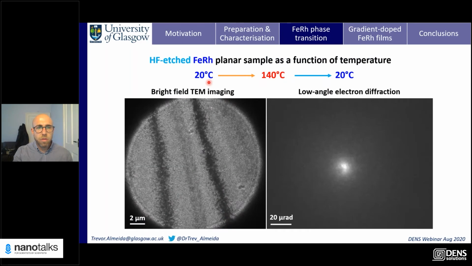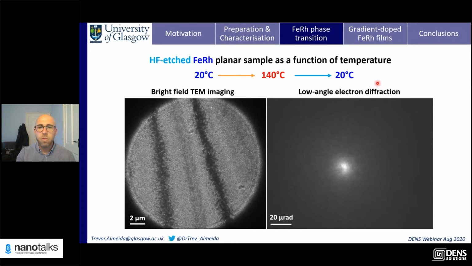So this is just a first overview experiment. This is the iron rhodium that's had the substrate etched. So everything in this field of view is a planar piece of the iron rhodium where we've got two bend contours in the middle. And on the right-hand side, we've got a small angle electron scattering view. So this is in diffraction, the central spot, and any structural information is well outside the field of view. So any deflection from the central spot is actually due to the change in the magnetic state.